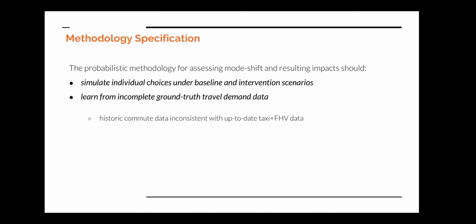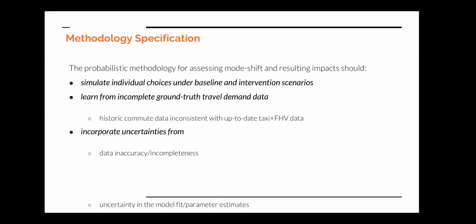So definitely the framework needs to adequately account for such inconsistent data and be capable of dealing with them at the same time. Finally, no data set is perfect. So we need to incorporate uncertainties from both, from the data itself, like data inaccuracies, incompleteness, etc., and from the modeling, from the models we propose.